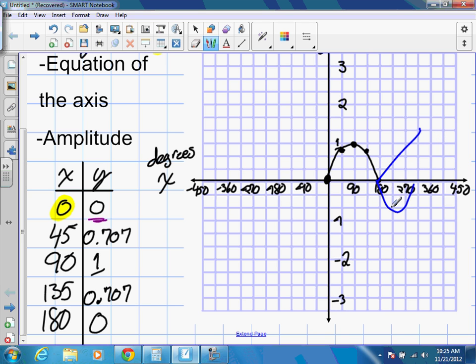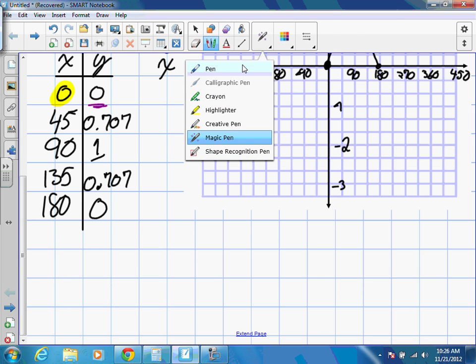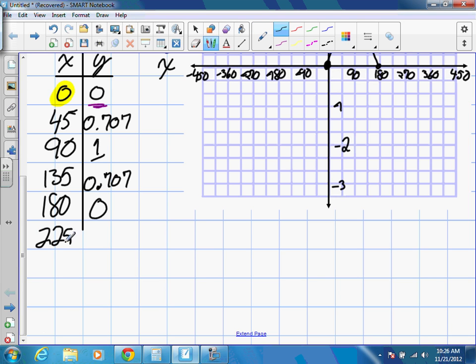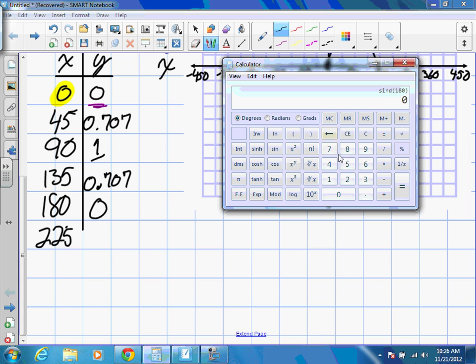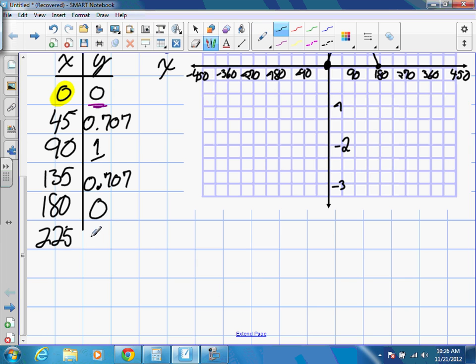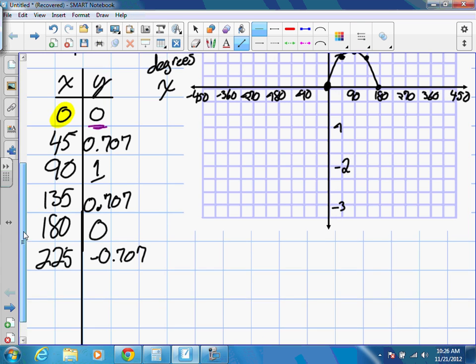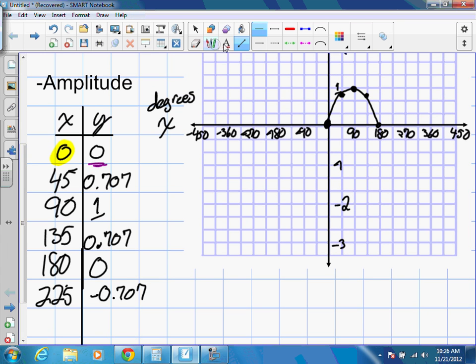So what would 45 degrees after 180 be? 225. Good for you. You can add it in your head. So sine 225 is negative 0.707. I think we've gathered enough information that we can estimate to get a good idea of what this is going to do. From here, we're at negative 0.707.